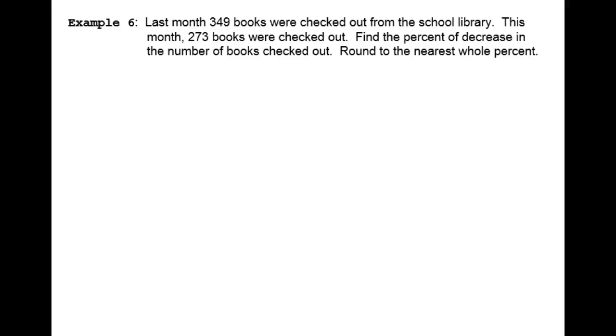Let's try one more percent of decrease example. Last month, 349 books were checked out from the school library. This month, 273 books were checked out. Find the percent of decrease in the number of books checked out. Round to the nearest whole percent. So we started with 349, but then there were only 273 books checked out, so I can tell that's going down. It's decreasing, the amount of books being checked out.